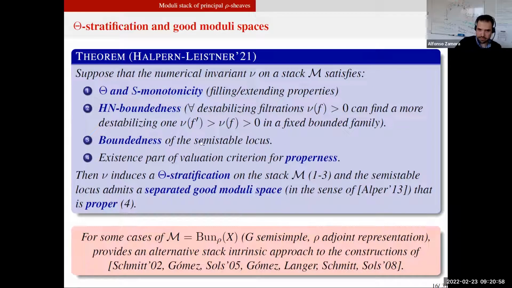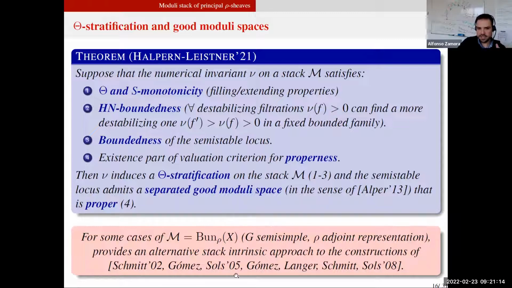If the first three properties hold, then the numerical invariant induces a theta stratification on the stack, and the semi-stable locus admits a separated good moduli space, good in the sense of Alper's theory. If 4 holds, then this moduli space is proper.